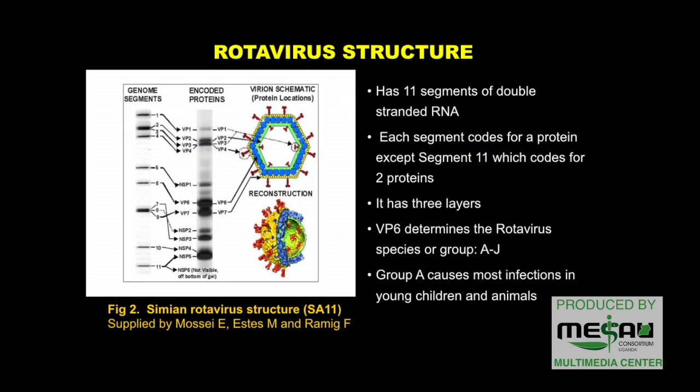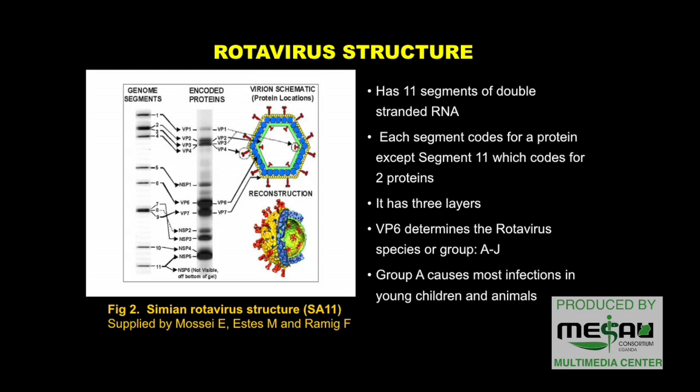The rotavirus is a wheel-like structure, and it has 11 segments of double-stranded RNA. Each of these 11 segments encodes a protein, that is VP1 to VP7, NSP1 to NSP4, and then segment 11 codes for two proteins, that is NSP5 and NSP6. The rotavirus is made up of three layers.